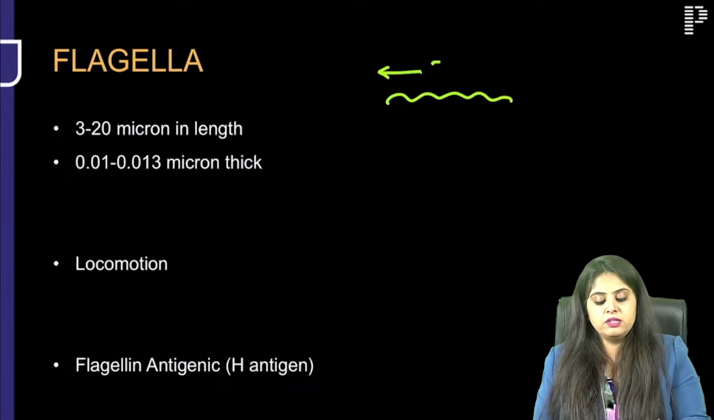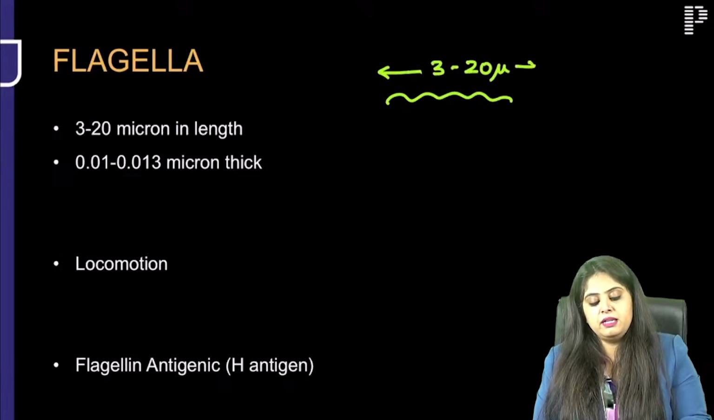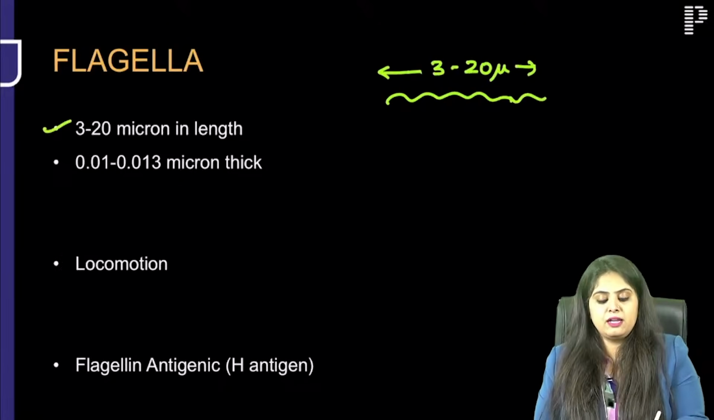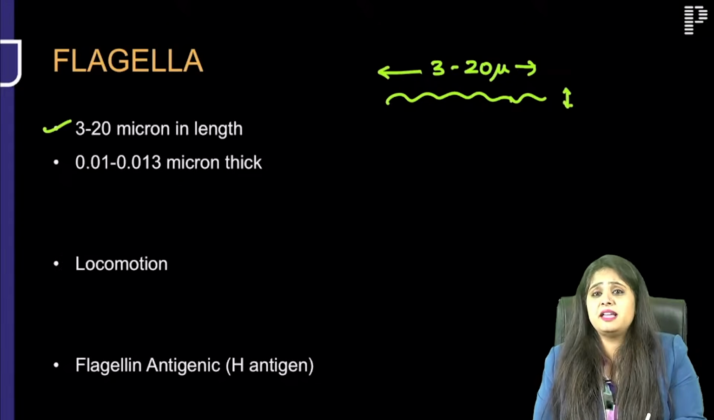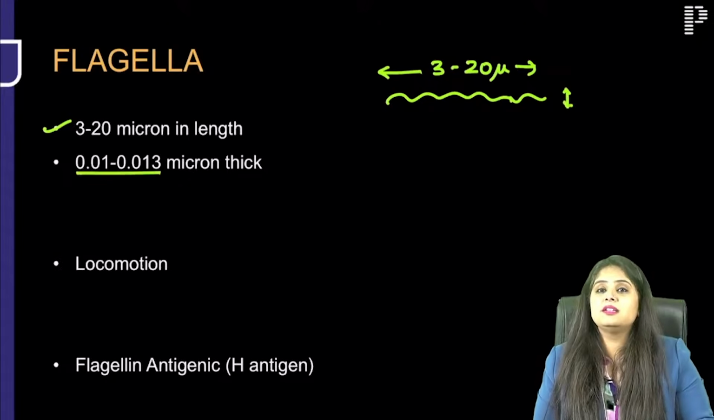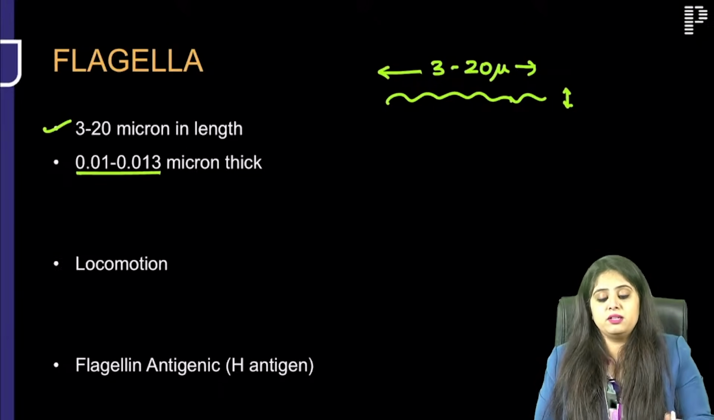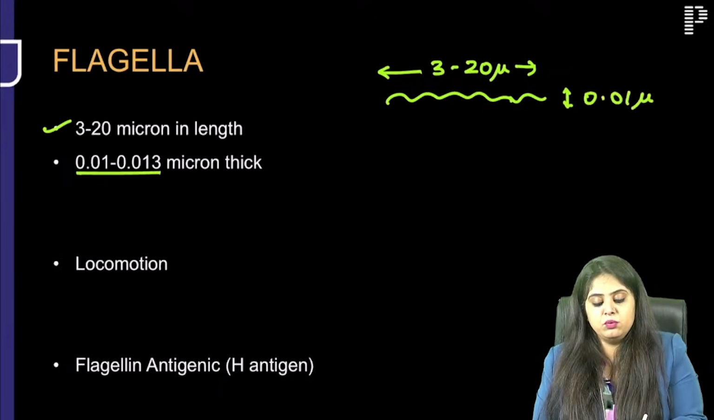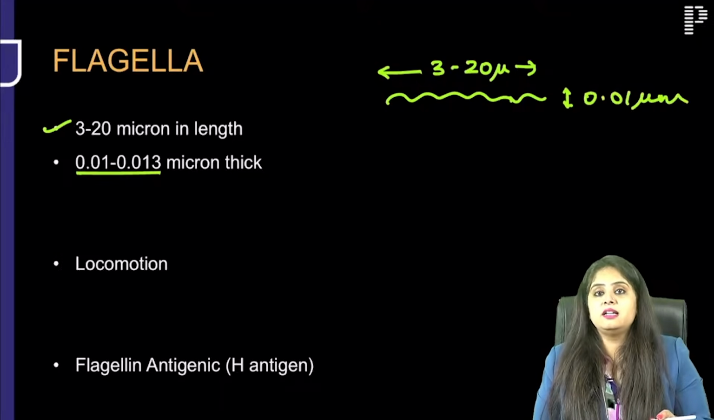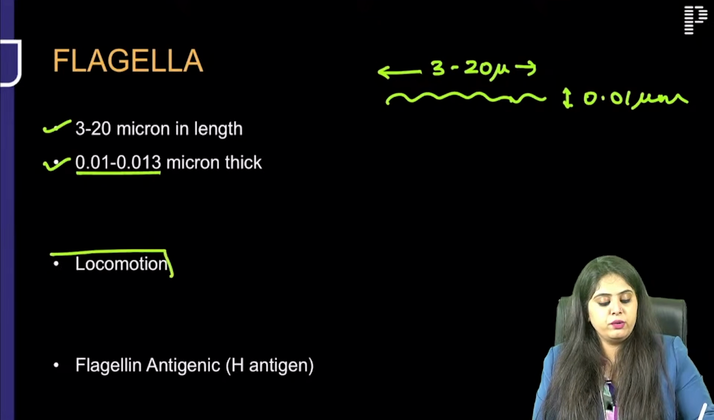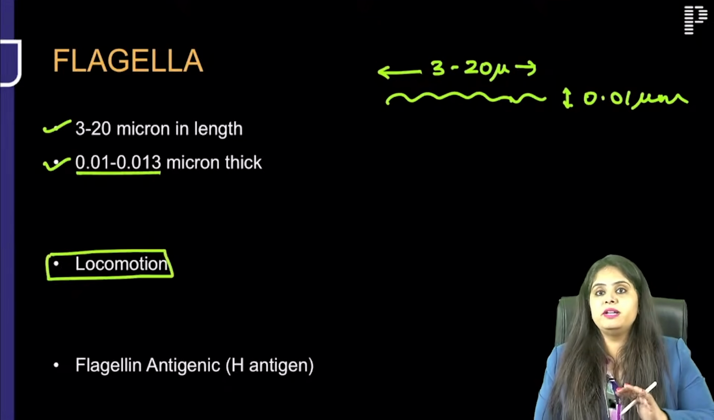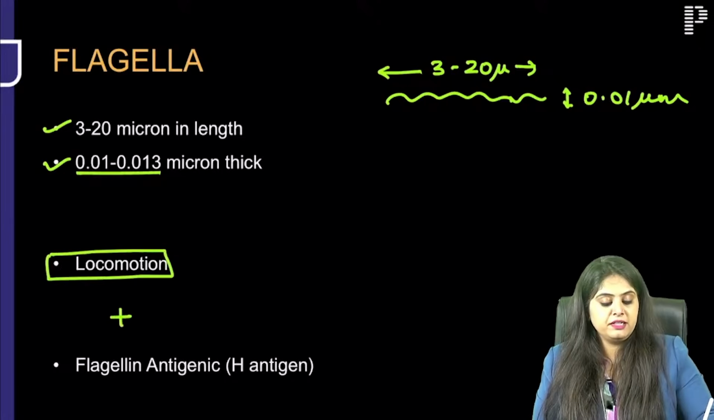Usually when they talk about the length, it is 3 to 20 microns in length. And look at the thickness. That's why I said it's like a hair, because even if you don't learn the thickness, it's 0.01 microns. It's very, very thin if you overall look at it. Exactly like a hair, and the main function of it is going to be locomotion. Movement will be available with it. Plus, it is also going to have an antigen called H antigen.